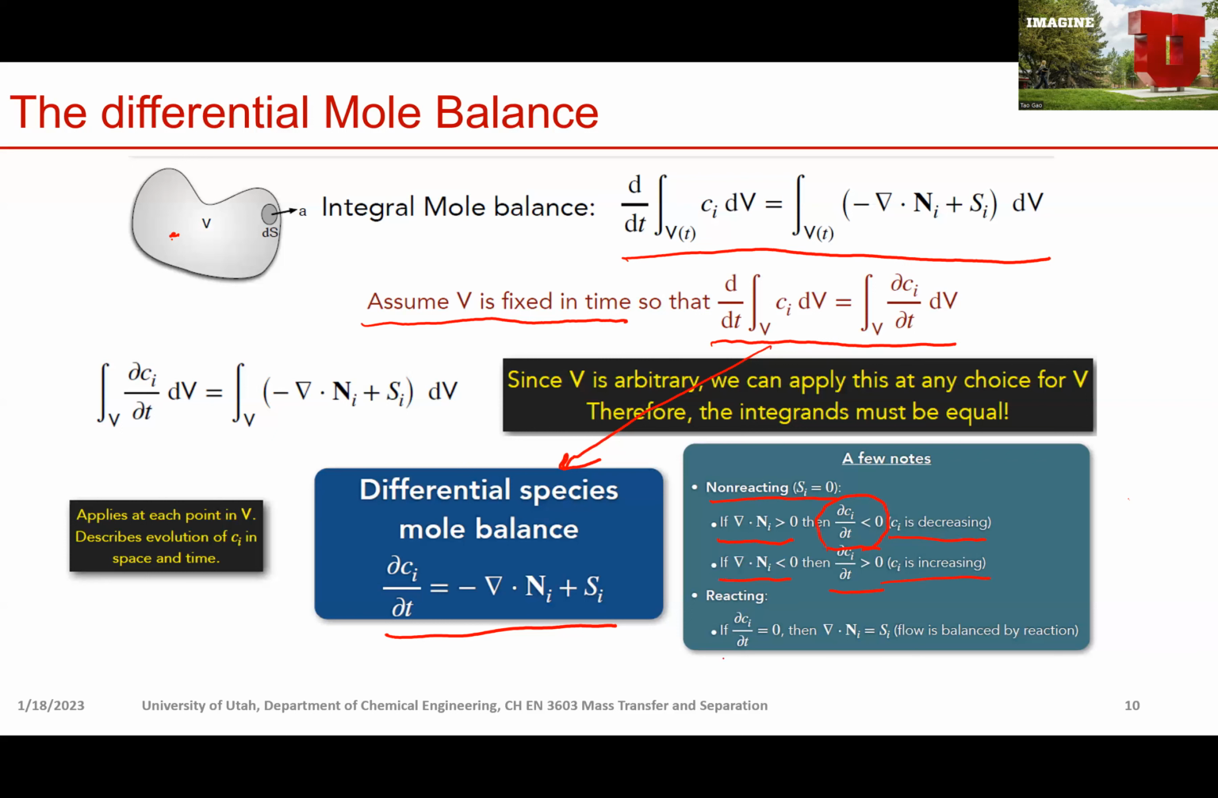If there's a reaction, but let's say at steady state the concentration does not change with time, then we have the divergence equal to the reaction. Physically, this means whatever is being produced at that particular point will leave that point so that the concentration remains unchanging. Okay.